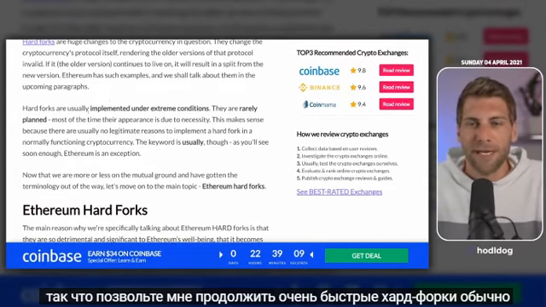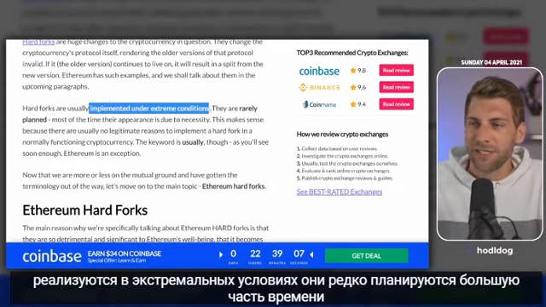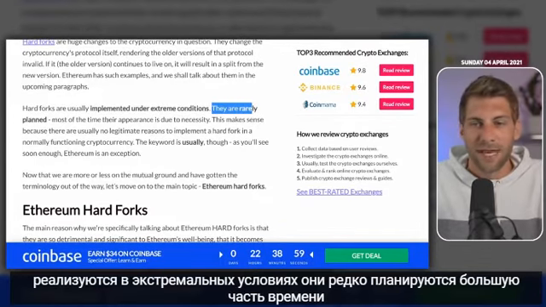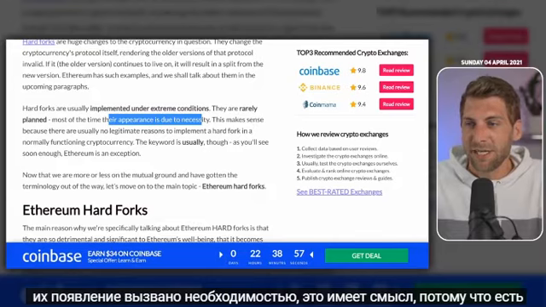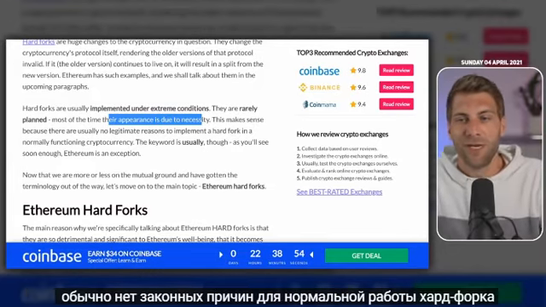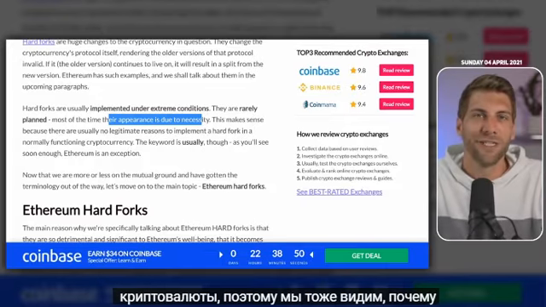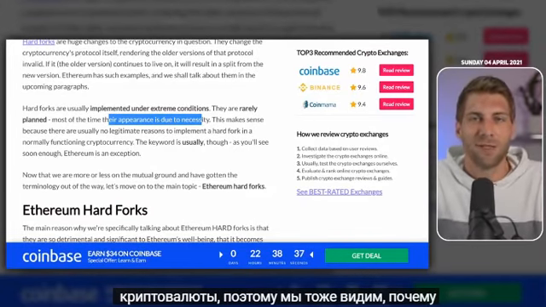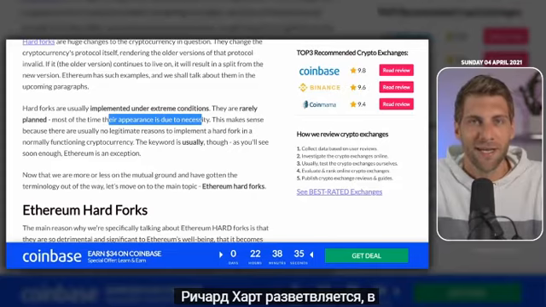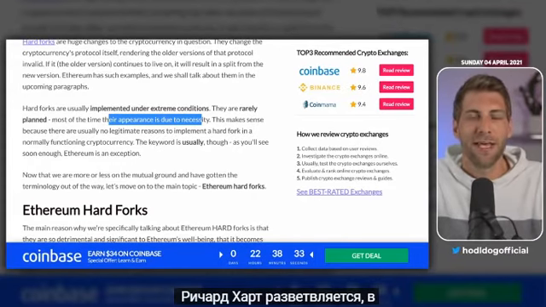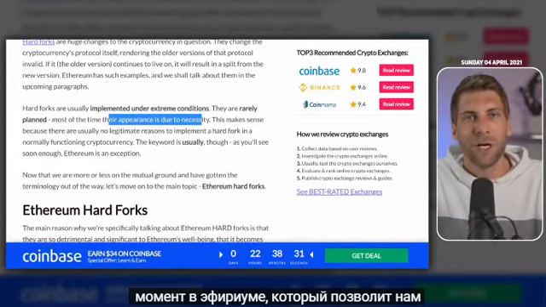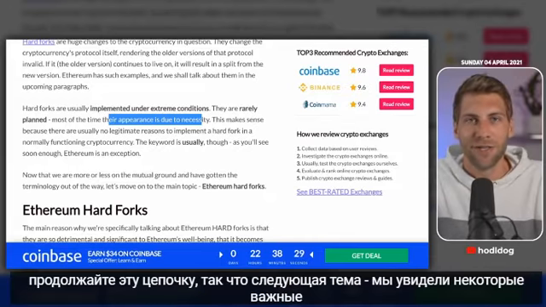Hard forks are usually implemented under extreme conditions. They are rarely planned. Most of the time their appearance is due to necessity. This makes sense because there are usually no legitimate reasons to implement a hard fork in normally functioning cryptocurrencies. So this is what we see as well as why Richard Heart is forking. There is no such thing implemented at the moment in Ethereum, which would allow us to continue on this chain.